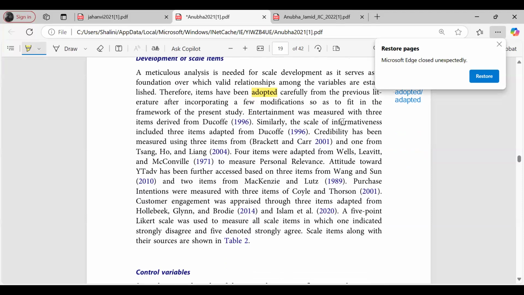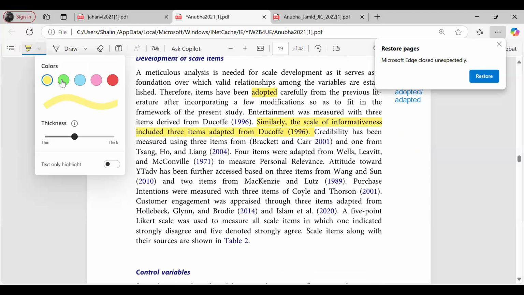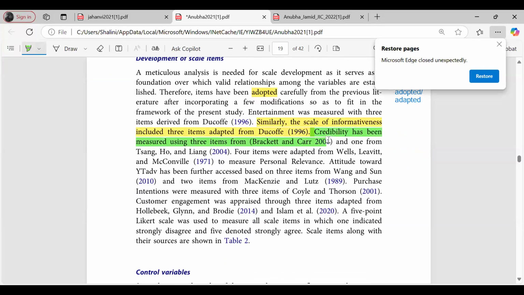Similarly, the scale of informativeness included 3 items. See, the scale of informativeness is given here. Similarly, credibility has been measured using three items: one item from the scale and four items from Wells, Levitt, and this to measure personal relevance. Attitude towards YouTube advertisement has been further assessed based on three items from Wang and Sun 2010 and two items from McKenzie and Lutz.